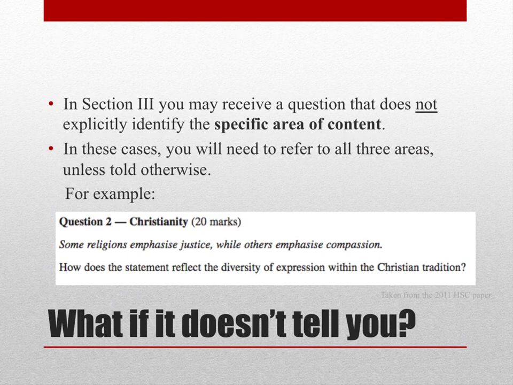Unless you're told otherwise, for example to refer to 2, you'll need to refer to all 3 areas. An example of this is below. With question 2, we can identify the content area being Christianity, because again, you're given this. The question says, some religions emphasize justice while others emphasize compassion. You will get quotes sometimes, and you need to know how to break these down. Anyway, back to the activity at hand. How does the statement reflect the diversity of expression within the Christian tradition?